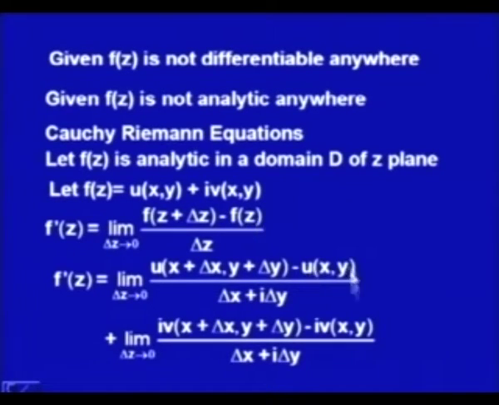So, this is the u part and this is the v part, and here u is a function of x and y and we are giving an increment. So, x plus delta x and y plus delta y, but here we have only x and y. So, I have written this into two parts, first the real part and the second the imaginary part of f.